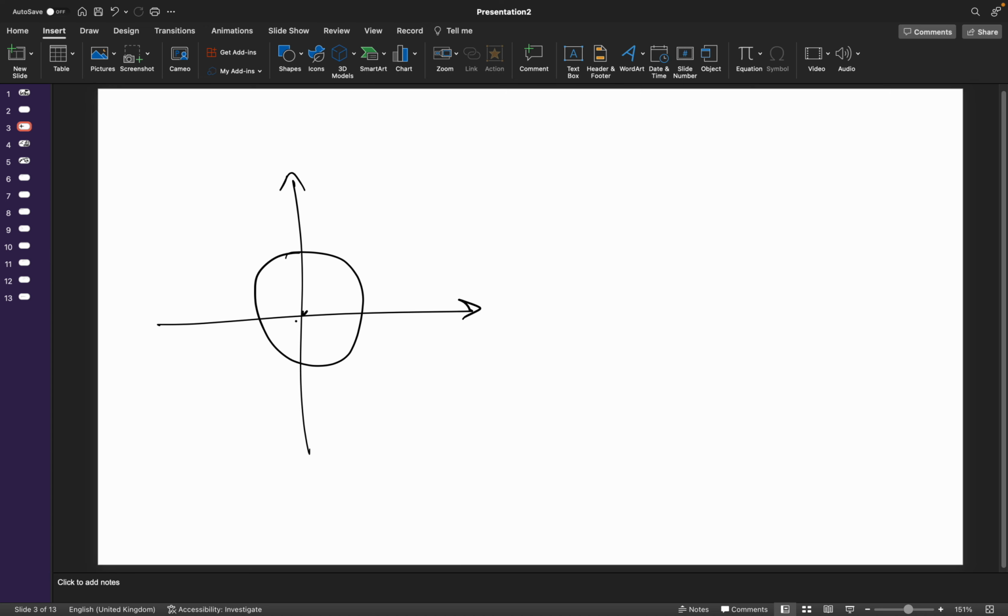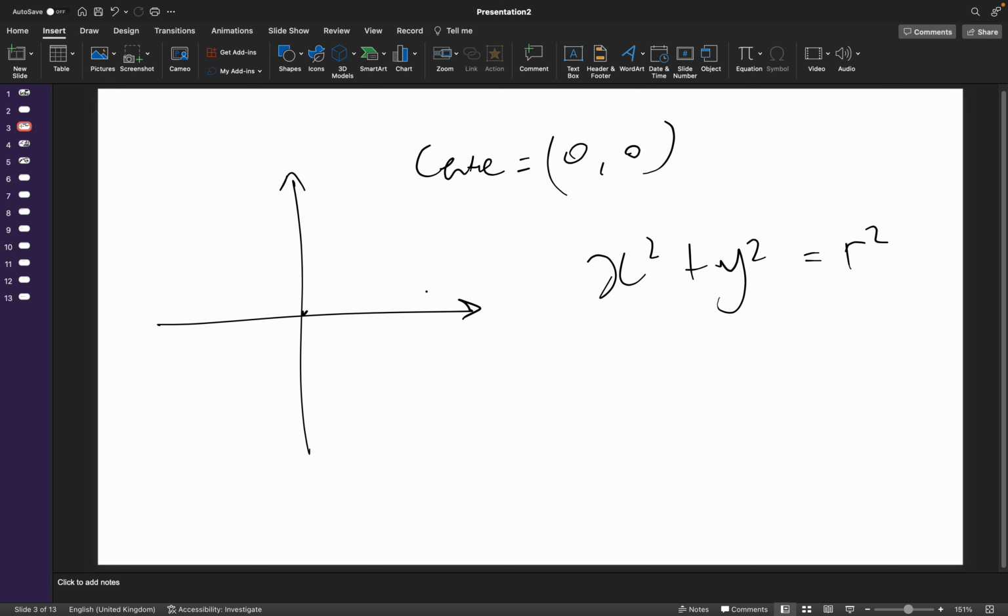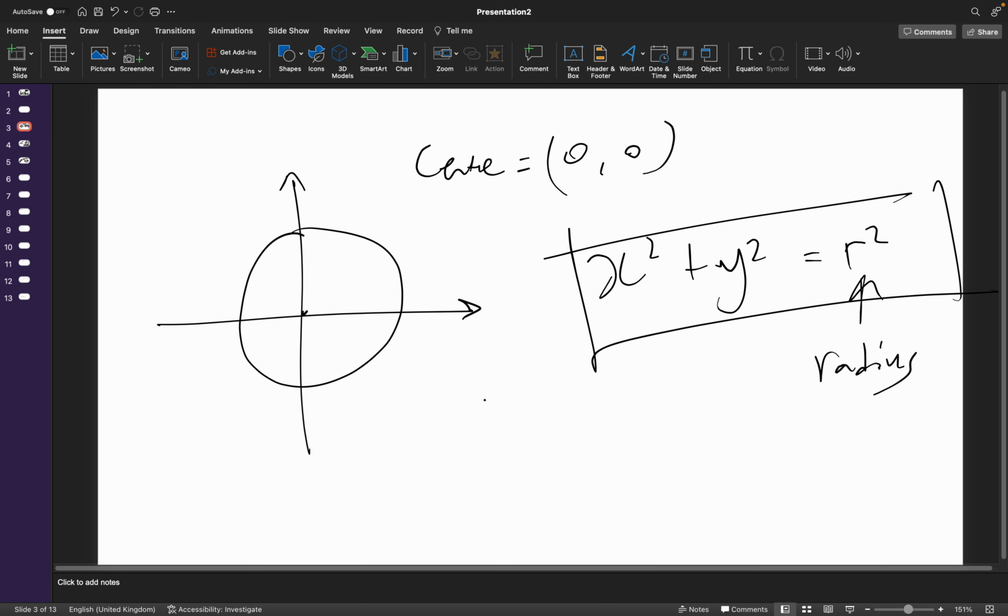Let's just say that the center of the circle is 0, 0. If the center of the circle is 0, 0, the equation of the circle is always x squared plus y squared is equal to r squared, where x and y are just points on the circle, and r is the radius. This is pretty much just something that you're going to have to memorize, but I'll try to explain it in as simple a way as possible.